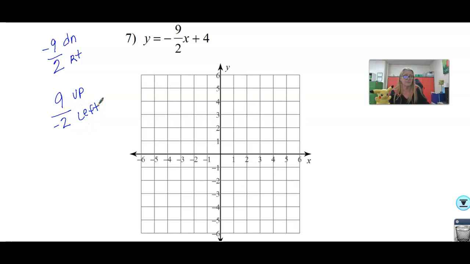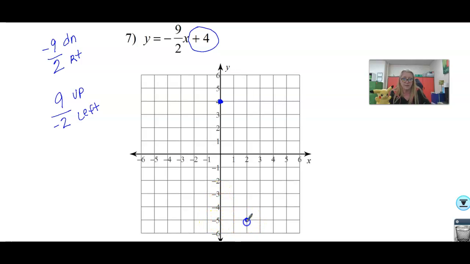Those are our directions. Where's our starting point? Our starting point is right here at +4. So on the y-line, where is +4? It's right here. Okay? So our slope tells us we'll follow this one first. Down 9, right 2. Down 1, 2, 3, 4, 5, 6, 7, 8, 9, right 2.